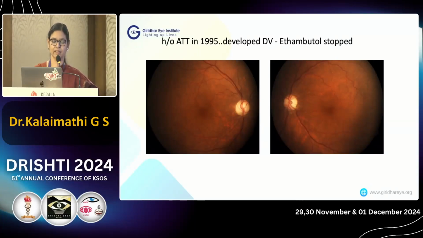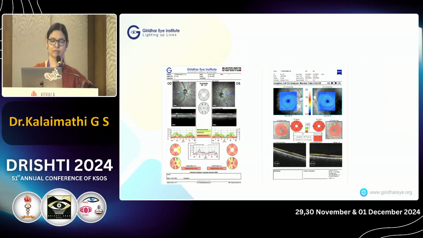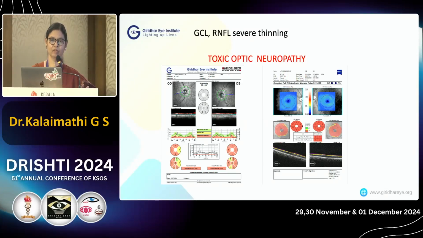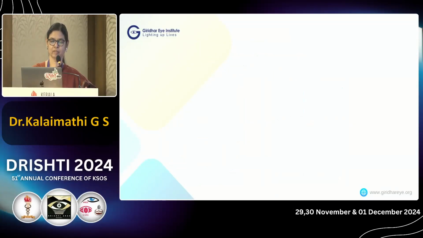She took ATT in 1995, developed diminution of vision, after which ethambutol was stopped. So this is again toxic optic neuropathy. From the history we can make out, and this is again primary optic atrophy because the disc is normal, the pathology is behind the disc.